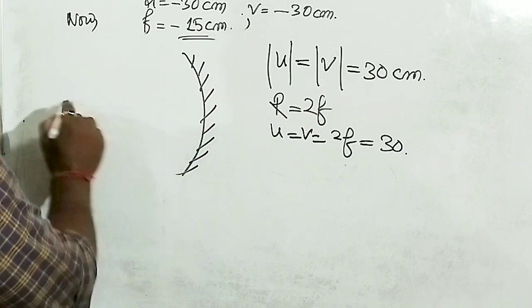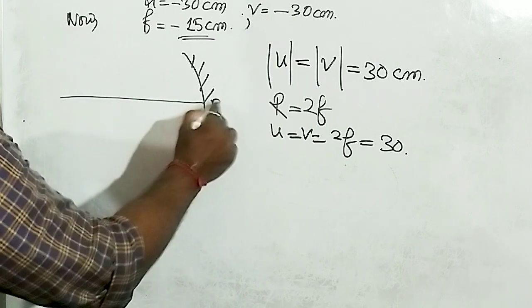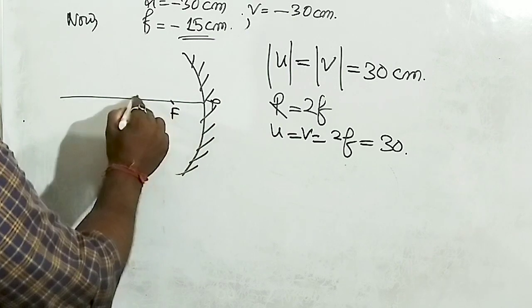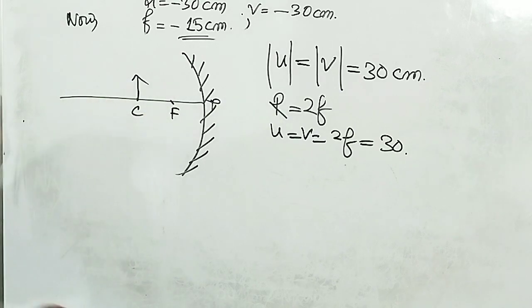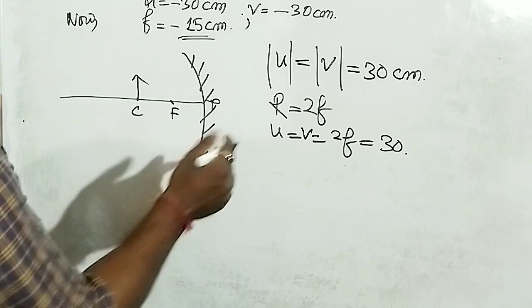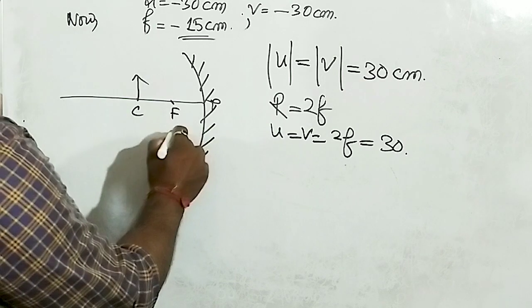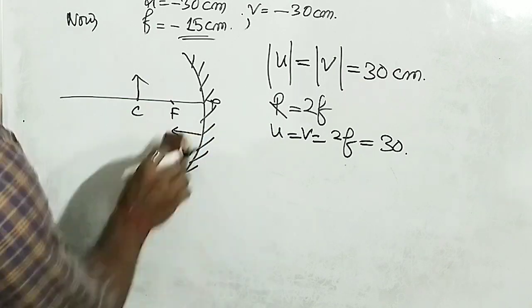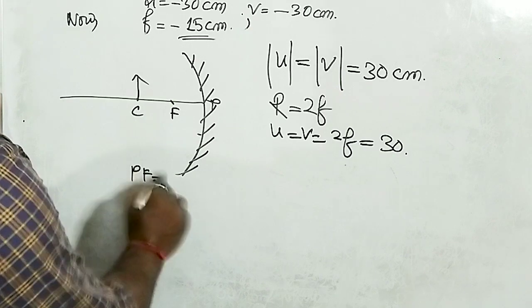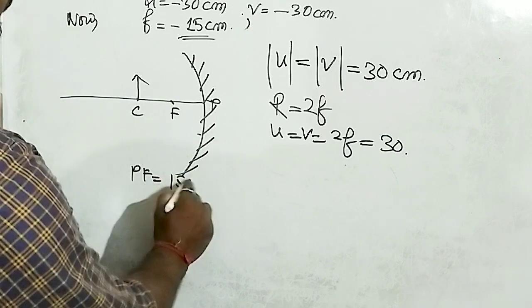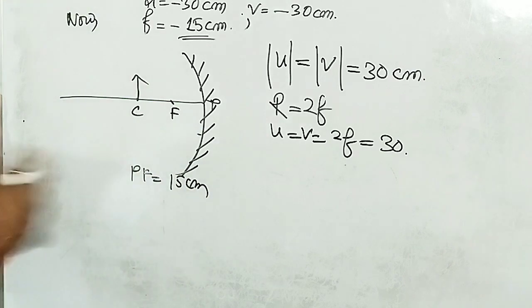This is the concave mirror. This is the principal axis. This is the focus. This is going to be the center. This is the object. So, what is the focal length? PF is equal to, given, how much? 15 centimeter. I'm just writing the magnitude.